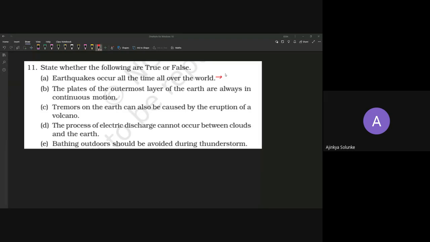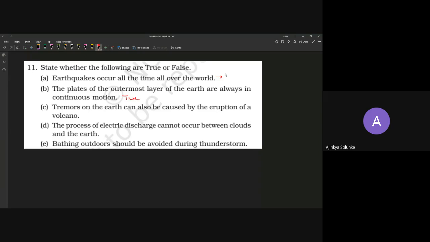Okay. Second question. The plates of the outermost layer of the earth are always in continuous motion. Are the plates of the outermost layer of the earth always in continuous motion? True. True.